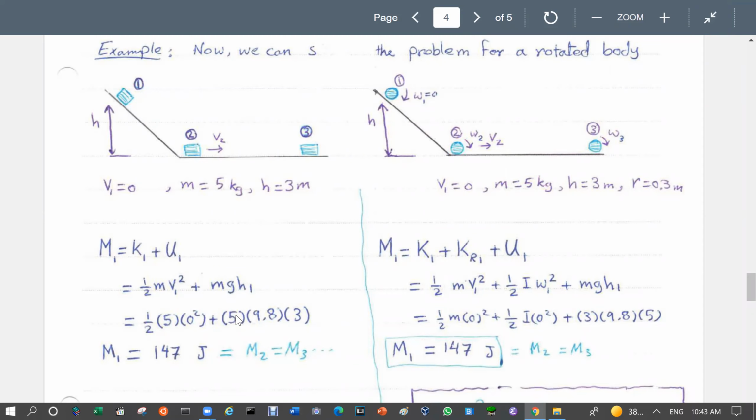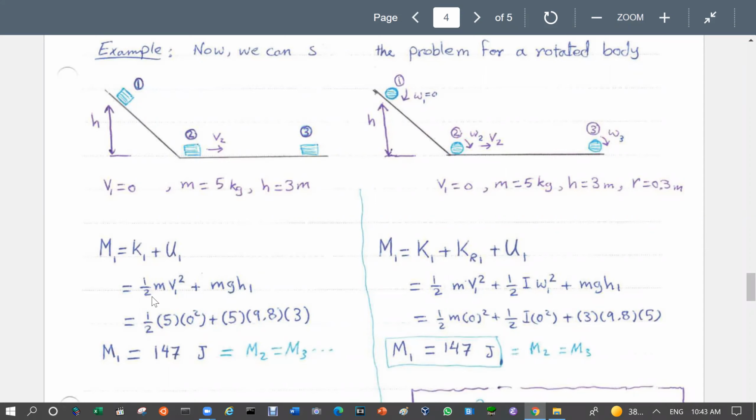Okay, sorry. Now, let us solve the first example. The mechanical energy at the first point should be equal to the mechanical energy at this point. The mechanical energy, as we know, is equal to the kinetic energy plus the potential energy, which is potential due to gravity. We don't have any spring. We don't have any work done by the friction force.